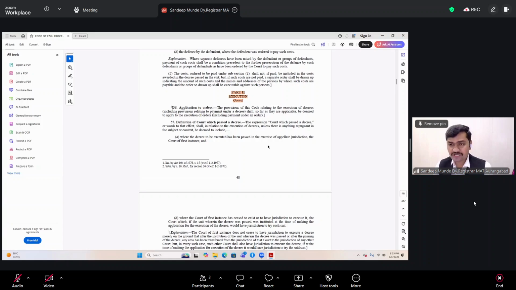If we have to attach properties, property is of two kinds, movable property and immovable property. Whether only by attaching the property can the decree be satisfied? No. For that purpose, again the stage will come with regard to the sale of the property. Then again the procedure with regard to the sale of movable property and the sale of immovable property.